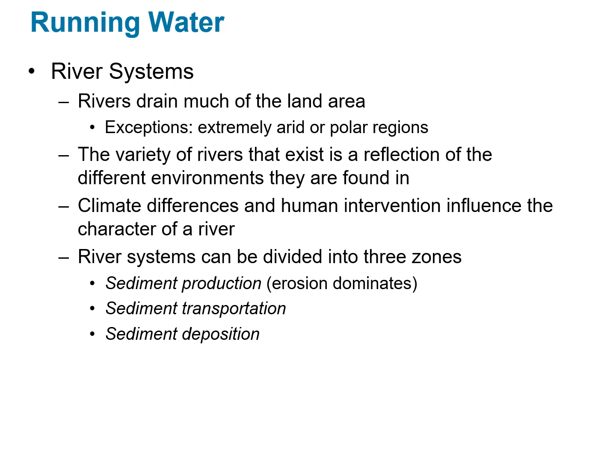So river systems drain much of the land area. There are exceptions in polar regions and also in deserts. There's a variety of different types of rivers that carve through the landscape, and it really reflects the number of different environments that they're in. Climate has a huge effect on river systems, as well as human intervention and the way we alter rivers. But we can divide rivers up into 3 zones.